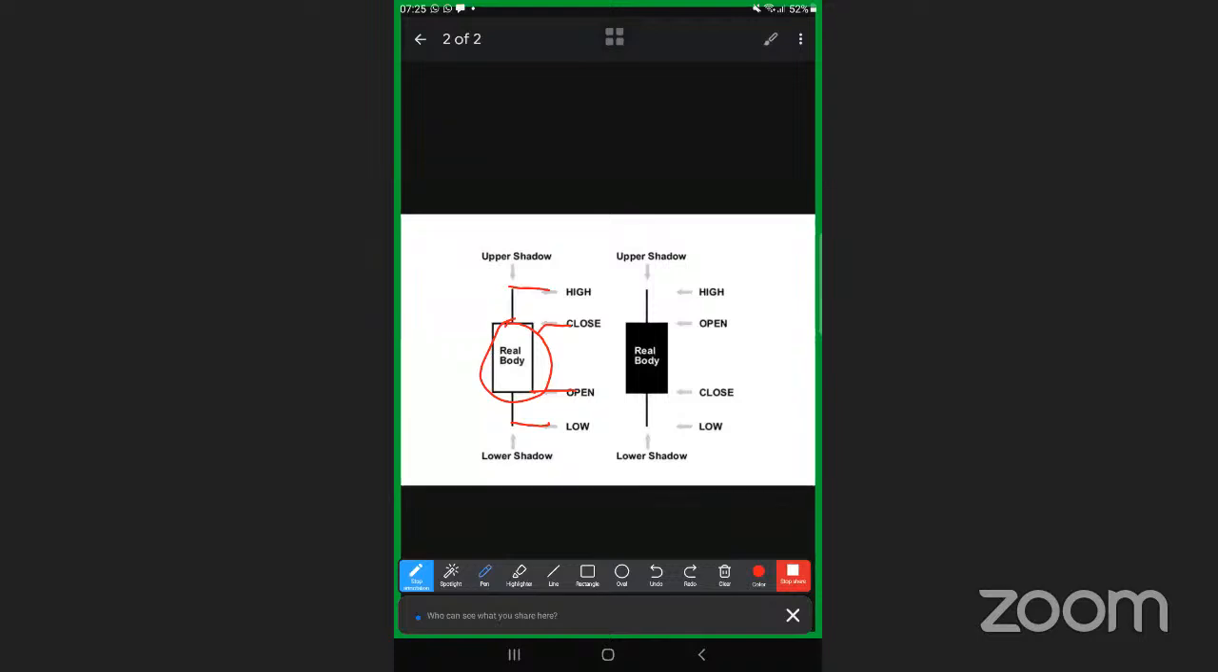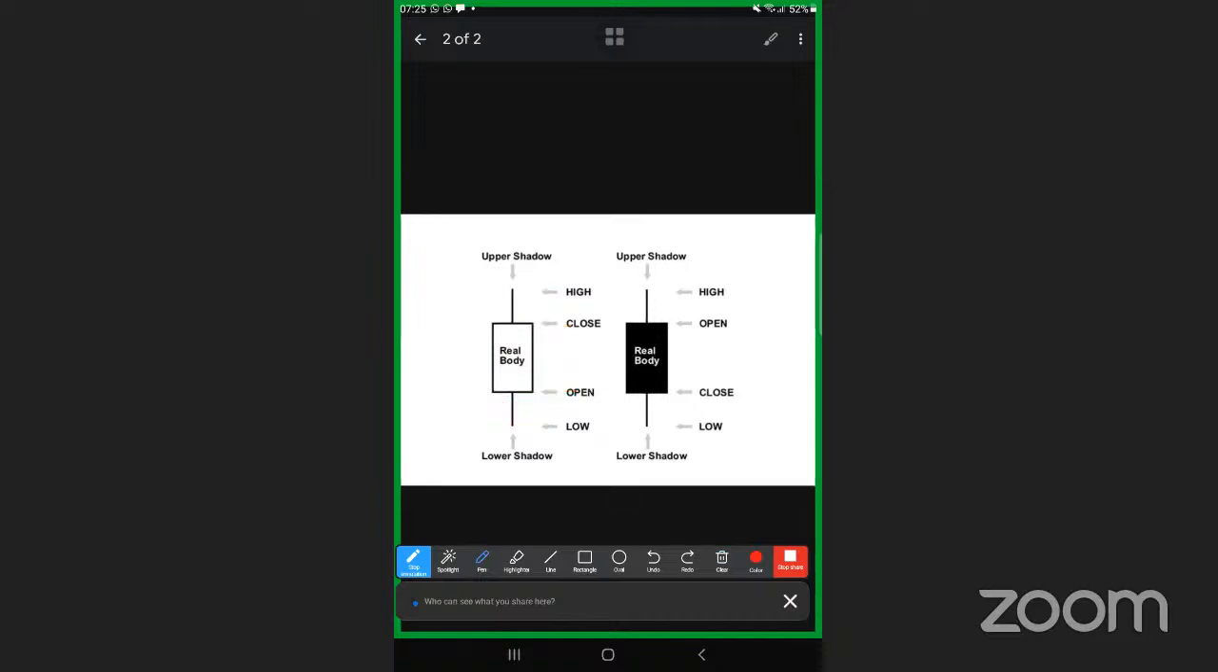The only difference in these two is this: the close here is on top, while here the close is down, because this is for sellers. Sellers open on top and close at the bottom, while buyers open from the bottom and close on top. That's the opposite, but the rest is the same. Are we together?